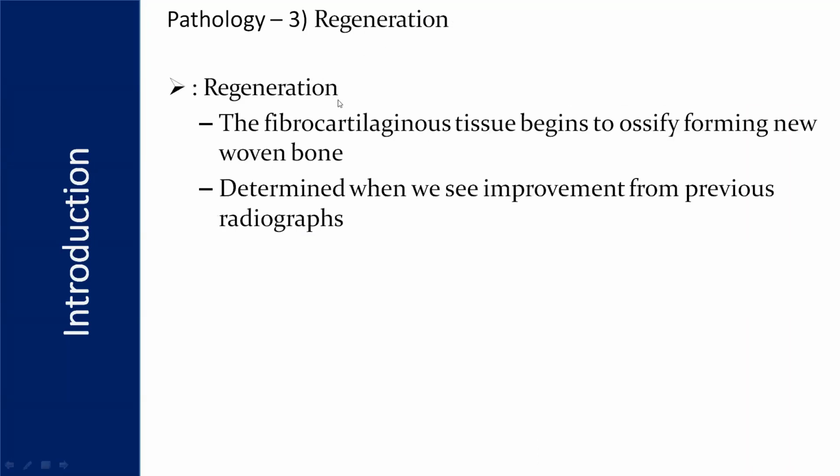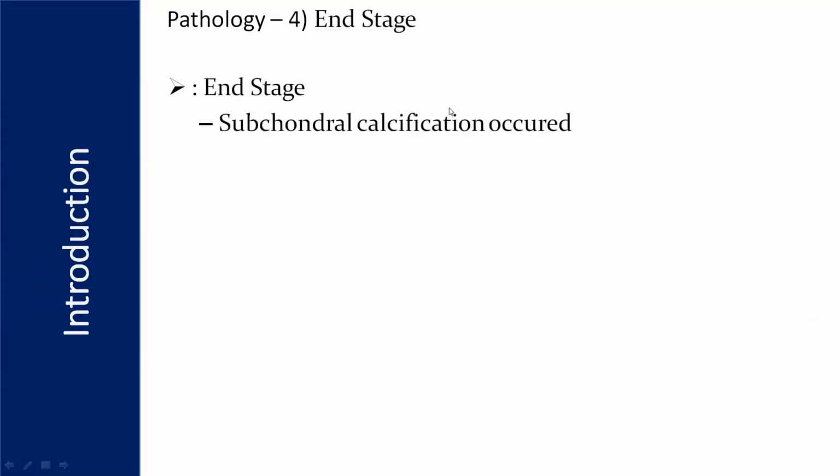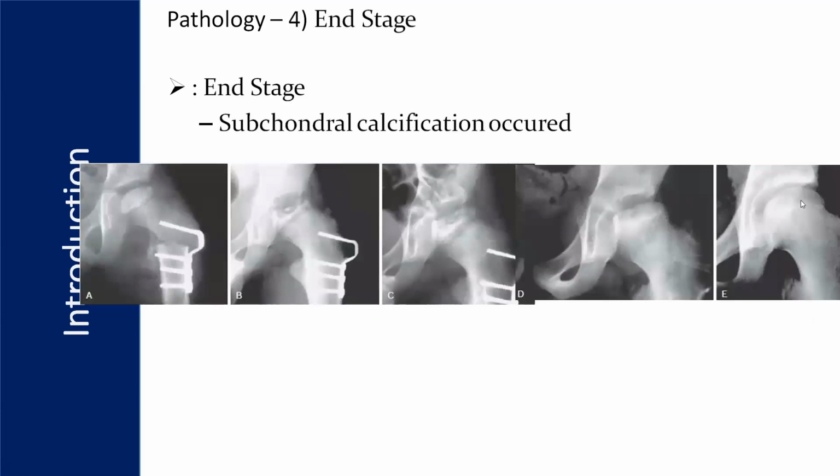And then the third stage, which is the regeneration stage, where the fibrocartilaginous tissue begins to ossify, forming new woven bone. So how do we differentiate between the second stage, which is the absorption stage, and the third stage, which is the regeneration stage? Usually we can't really tell the difference. However, if we have a series of X-rays, once we see bone starting to form, this is where the regeneration stage starts. So whether this is an absorption stage or a regeneration stage depends on previous series of X-rays. And then the end stage, where subchondral calcification occurs, on the last X-ray.